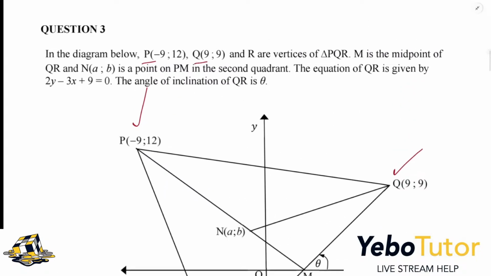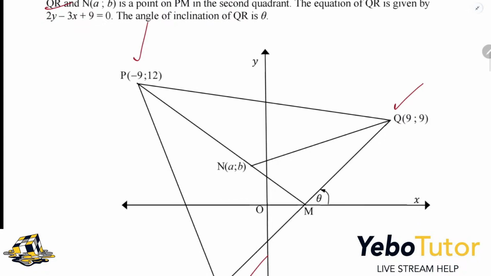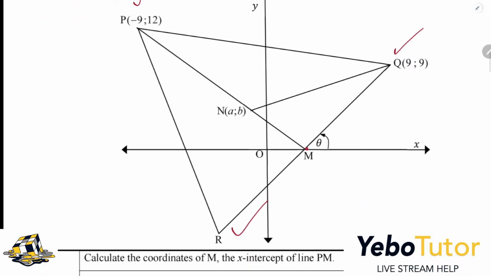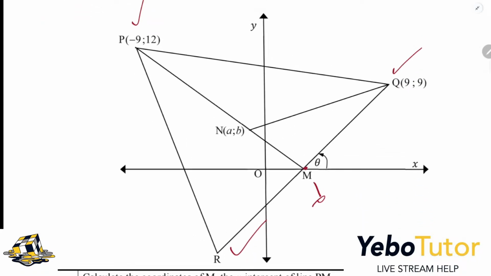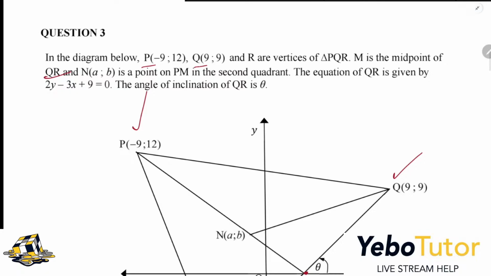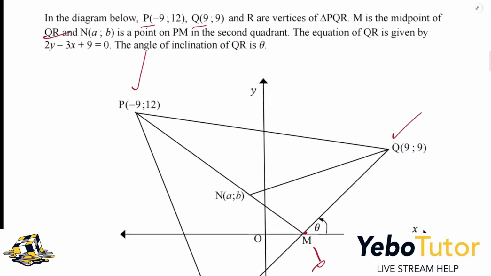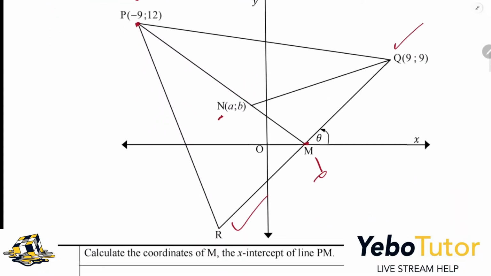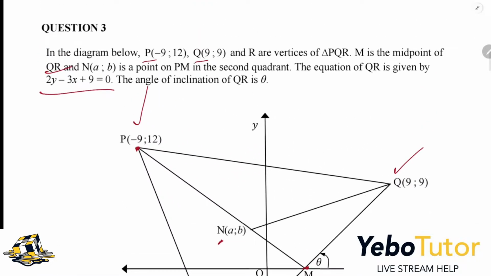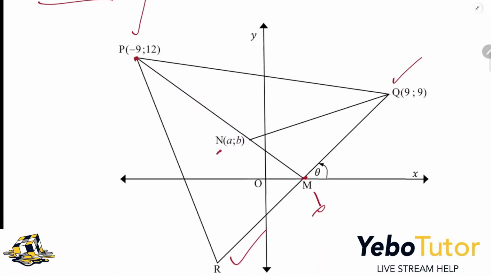Then they say that M is the midpoint of QR. Here is QR, and M is the midpoint, which means we can calculate using the midpoint formula. So we are analyzing the question before we even answer. N is a point on PM in the second quadrant. The equation of QR is given, which means we are given the equation of QR. The angle of inclination of QR is theta, as you can see here.